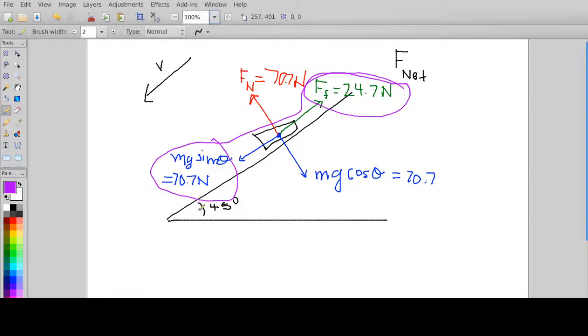And you say, well, how much does it accelerate downhill? It's the difference between the two. So the two are competing. This is pulling 70.7 down. This is pulling 24.7 up. And when you subtract the two, what do you get? I guess 46. And so that's how you figure out what the net force is. There's no net force perpendicular, but the net force parallel is going to be 70.7 minus 24.